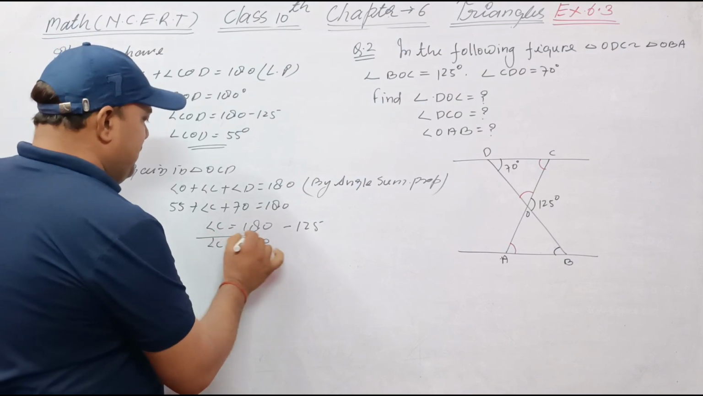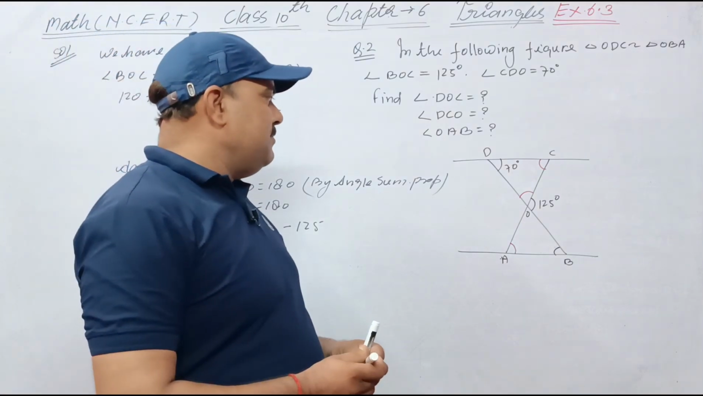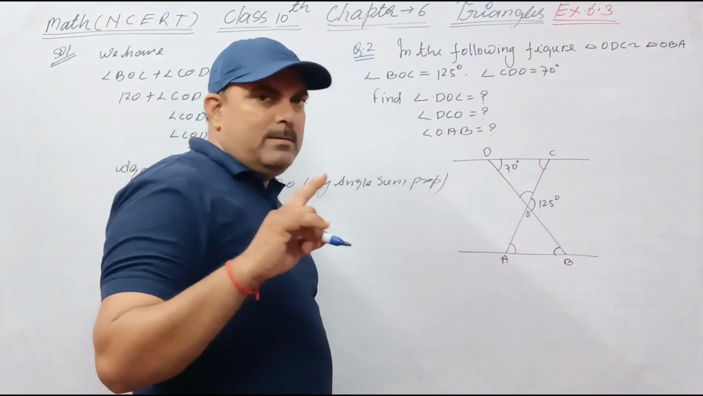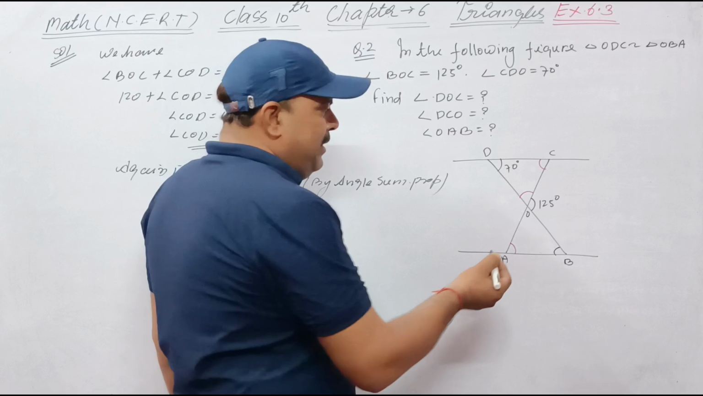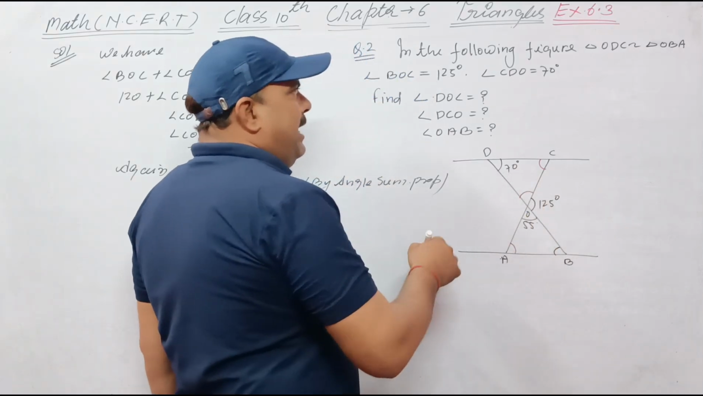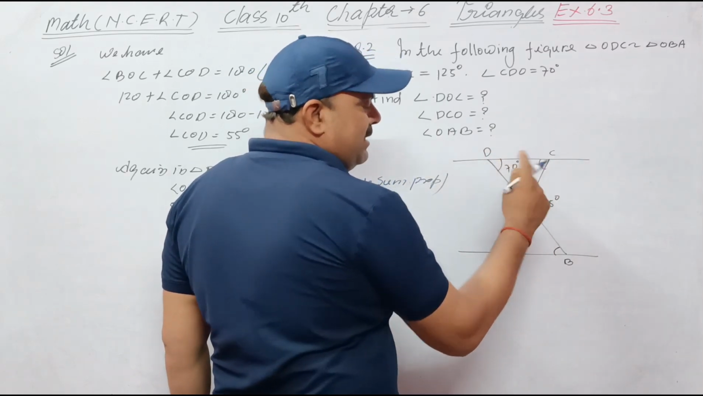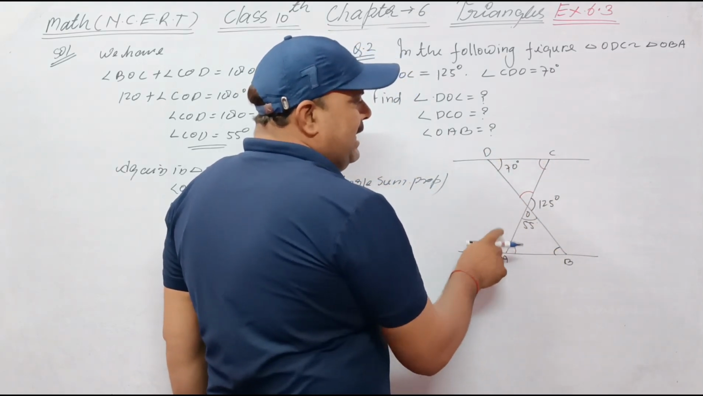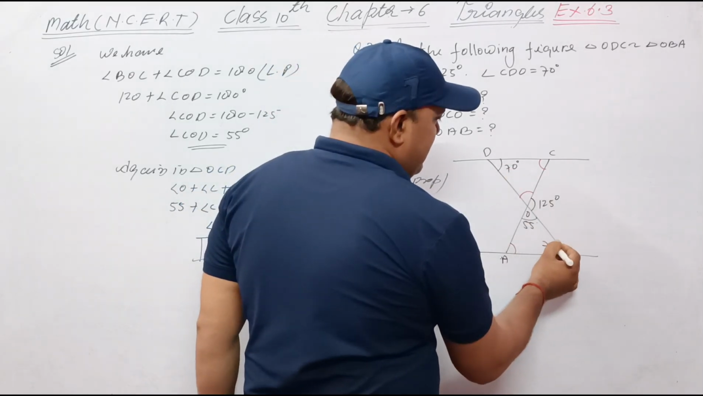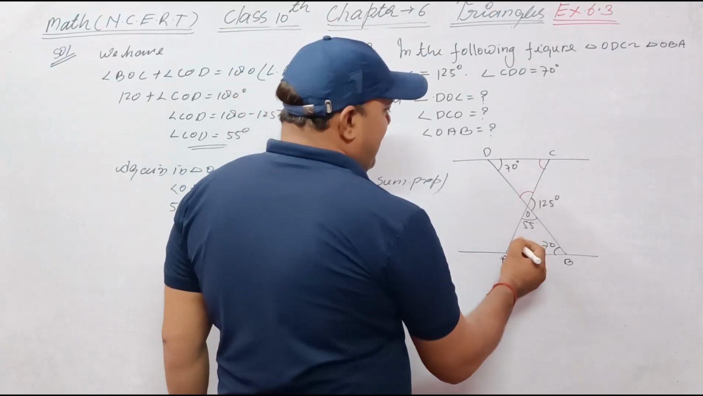Angle C will also be 55 degrees. Now, in triangle AOB, by vertical opposite angle property, we have angle AOB is equal to 55 degrees, and we have given that triangle ODC is similar to triangle OBA, that is, angle B will also be 70 degrees. Now angle A will be 55 degrees.